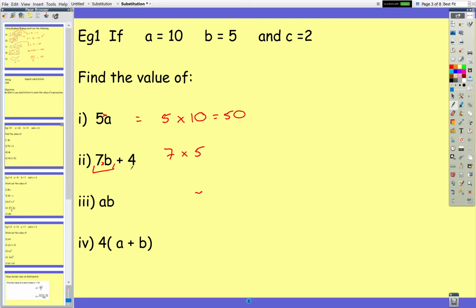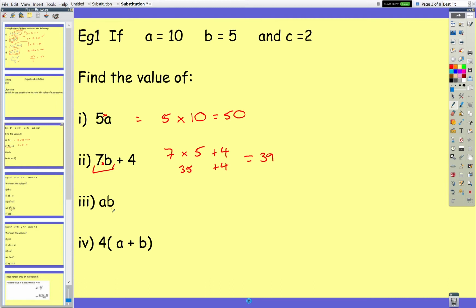So put 5 there, and we've got a plus 4, so put a plus 4. Now, using BIDMAS, we do the multiplication first. So 7 times 5, which gives me 35. And then we've got to add on our 4. Now, notice how the add 4 is actually on the after part of it. So 35 plus 4 gives me 39.